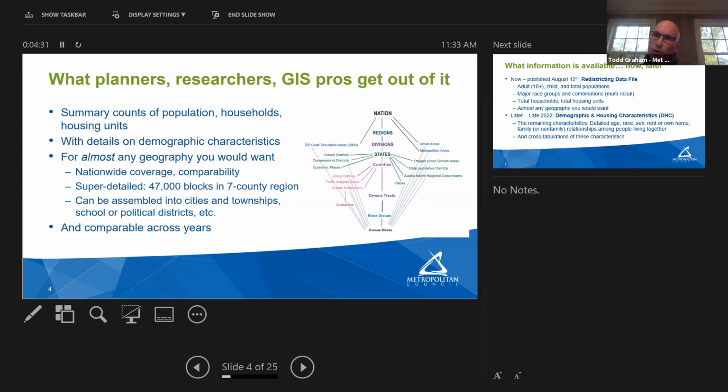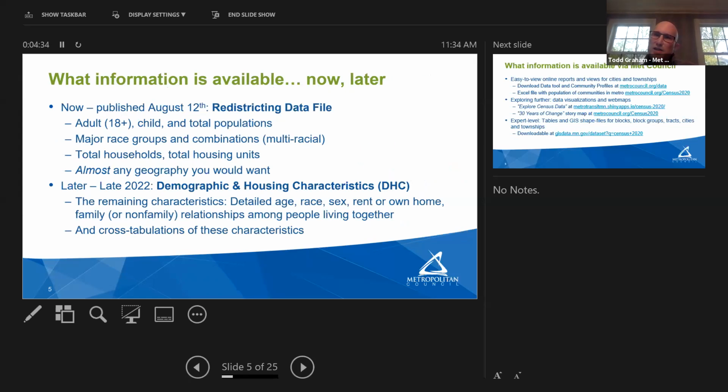So all of this is recap. Let's continue. What is available in the way of local data from the 2020 census? In August, this past summer, Census released the first huge batch of local data, the so-called redistricting file.